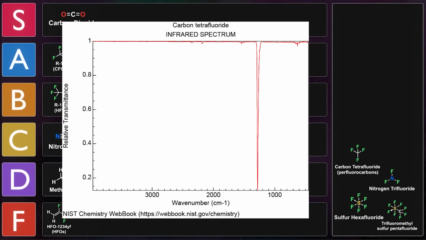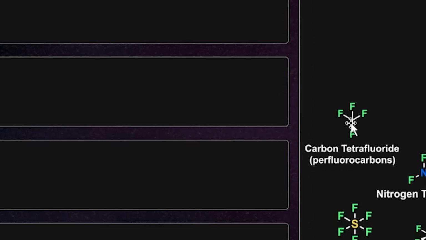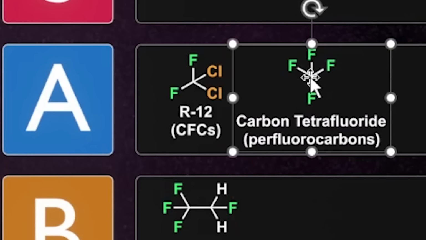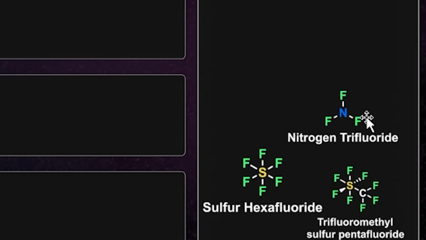For instance, CF4 has a global warming potential of 7,380 over a 100-year period, making it far more potent than carbon dioxide. The accumulation of perfluorocarbons in the atmosphere, despite their relatively low emission volumes, poses a substantial risk to climate change mitigation efforts due to their long-term impact on the Earth's radiative balance. Carbon tetrafluoride, you're about as bad as R12, plus you last in the atmosphere 50,000 years. Right into A tier.